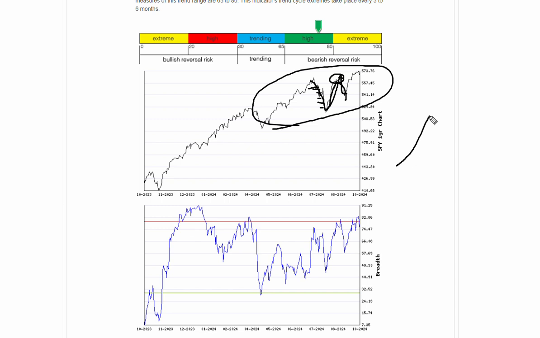So that's whipsaw, where you get a move higher that gives you momentum. It reverses, you get stopped out. You get another move back into momentum. It reverses, you get stopped out. So these kinds of price activity patterns in the market are hard on momentum trading portfolios.